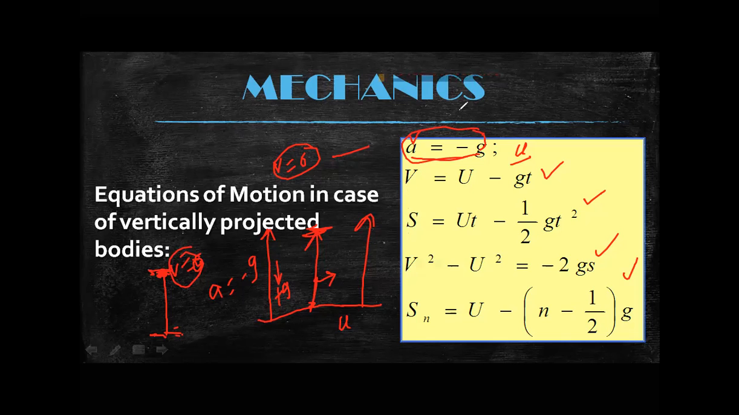Is it clear? Yes, sir. You only have to substitute this condition. Whatever the four equations were, a is equal to minus g, you just need to substitute. Wherever a was there, you just need to replace it with minus g. That's it.